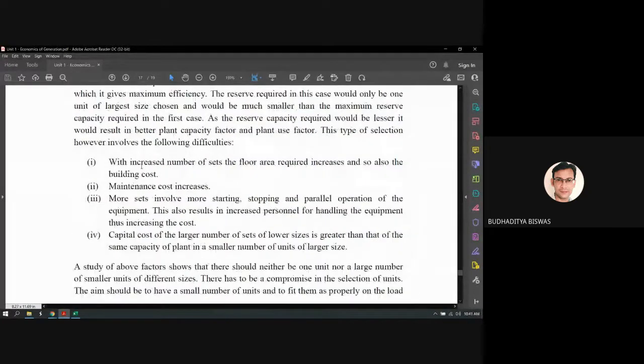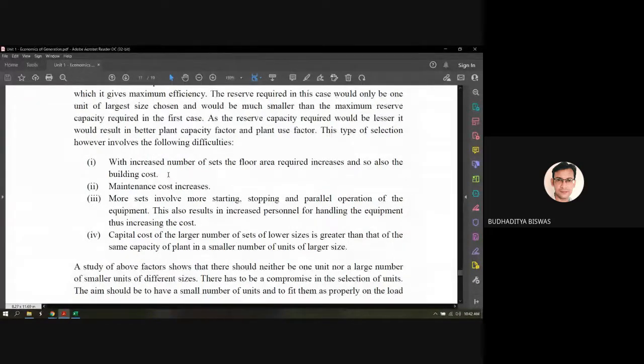First problem is that with increased number of sets, the floor area required also increases, and so does the building cost. So that means whatever be the area required to install one single unit, if we install 10 units or more than 10 units, then obviously the area will be very high compared to the first one. So the building cost or the size of the power plant unnecessarily becomes very big. Got the point? This is the first point.